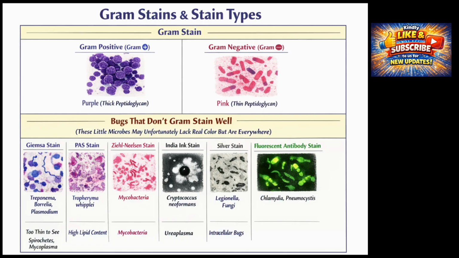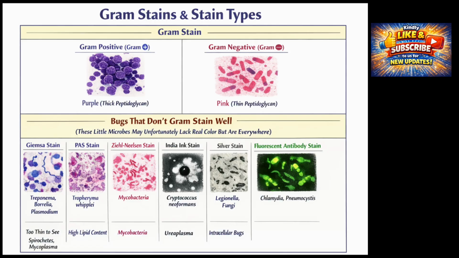India ink and mucicarmine stains target the polysaccharide capsule of Cryptococcus neoformans, a key virulence factor. India ink creates a negative contrast, revealing the capsule as a clear halo, while mucicarmine stains the capsule red. The capsule prevents phagocytosis, so visualizing it directly connects structural composition with pathogenicity and helps explain susceptibility in immunocompromised hosts.